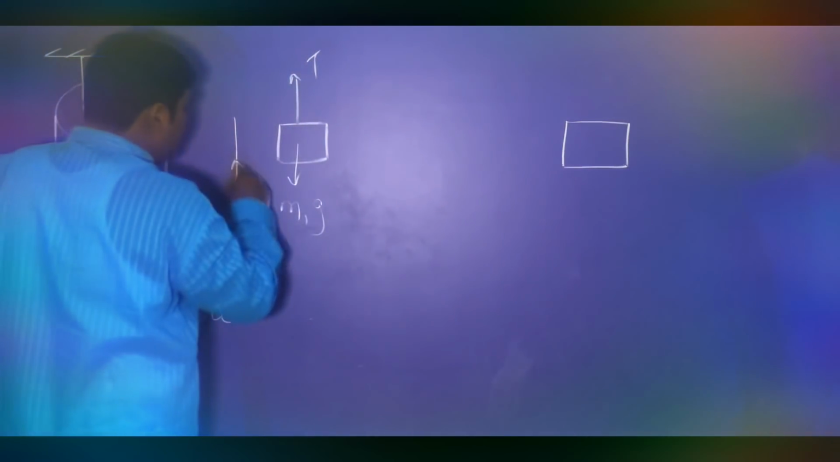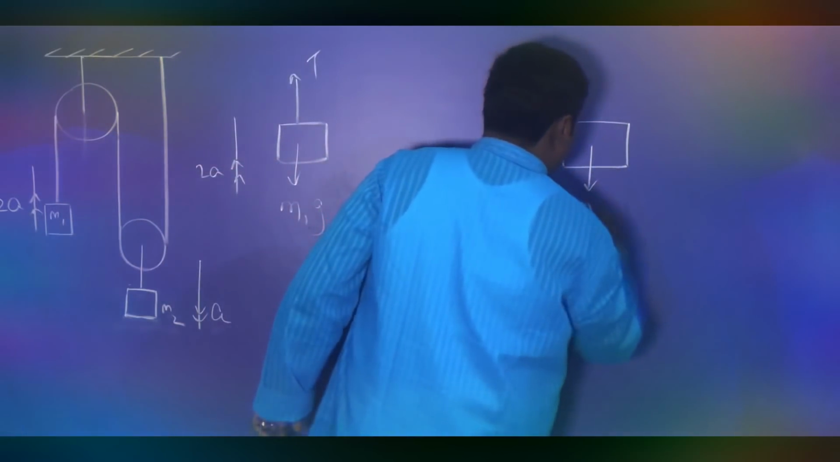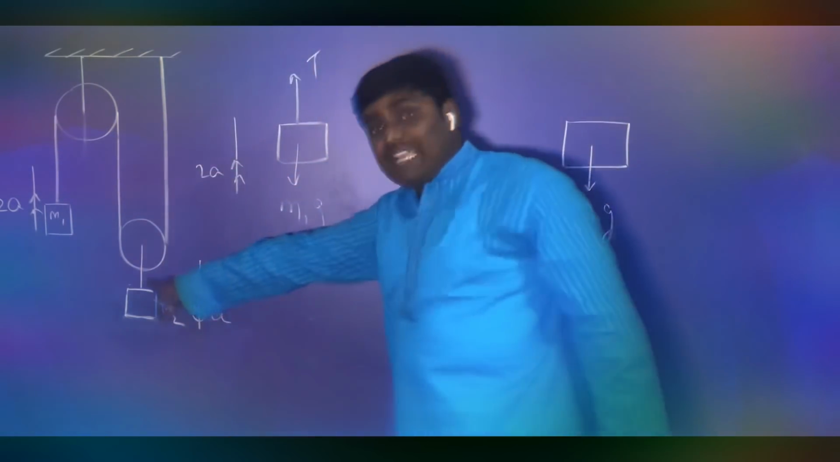So M1 and M2. If I look at M1, what are the two forces acting on M1? Look carefully. Weight M1G downward. Tension is T upward. Acceleration is 2A upward. Look at M2. What are the forces acting on M2? M2G downward. And what is the tension here? The tension here is 2T upward. And acceleration is A downward. Second step, draw free body diagram is done.